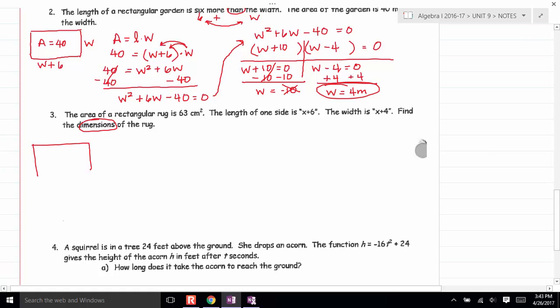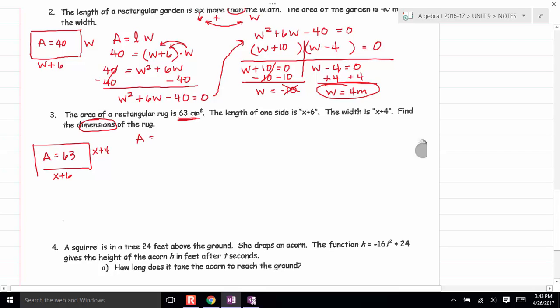So if we set up our generic rectangle here, and we have x plus 6 for the length and x plus 4 for the width, we know the inside area is 63 square centimeters, since that's what they told us right here.